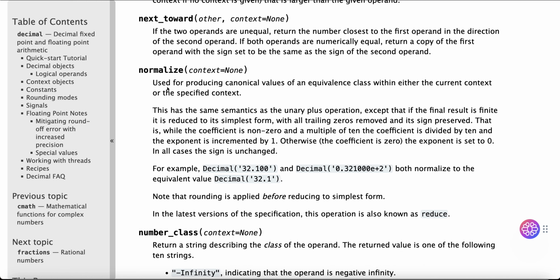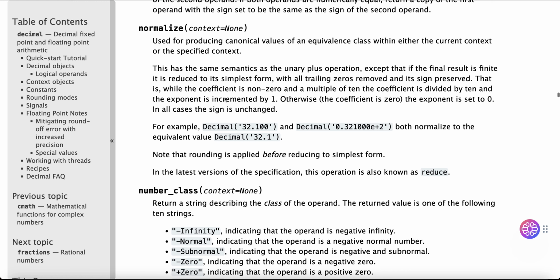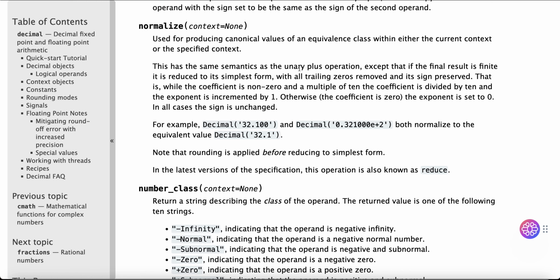normalize, context is equal to none. Used for producing canonical values of an equivalence class within either the current context or the specified context. This has the same semantics as the unary plus operation, except that if the final result is finite, it is reduced to its simplest form, with all trailing zeros removed and its sign preserved. That is, while the coefficient is non-zero and a multiple of 10, the coefficient is divided by 10 and the exponent is incremented by 1. Otherwise, if the coefficient is 0, the exponent is set to 0. In all cases, the sign is unchanged.